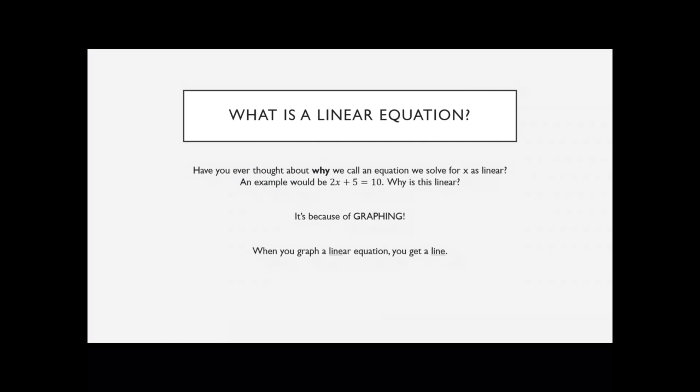Have you ever actually thought about why we've been solving linear equations and how they got the name? Because we've been solving for x the first half of the class, and they were all linear equations. 2x plus 5 equals 10, that's linear. Why is this called a linear equation? Well, it's because when you graph a linear equation, you get a line. So the word line is literally in the name linear. It's just telling us that this forms a line when we graph.